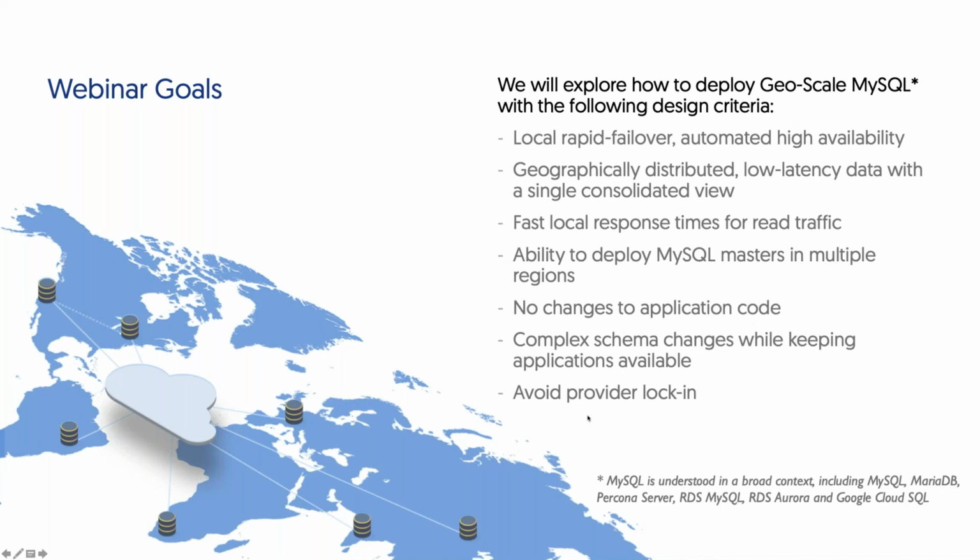When we're talking about geo-scale MySQL, we're going to keep in mind some of the following goals. What do we need when we're deploying high availability MySQL? Well, the first thing is we need rapid failover in the local region or local cluster for high availability, and that should happen automatically. Then we want geographically distributed clusters. We want to be able to deploy clusters in various regions and have those clusters located closest to our users for the best user experience.